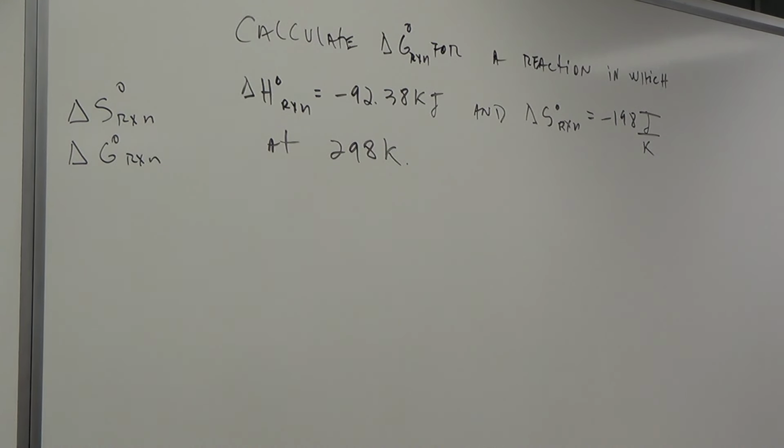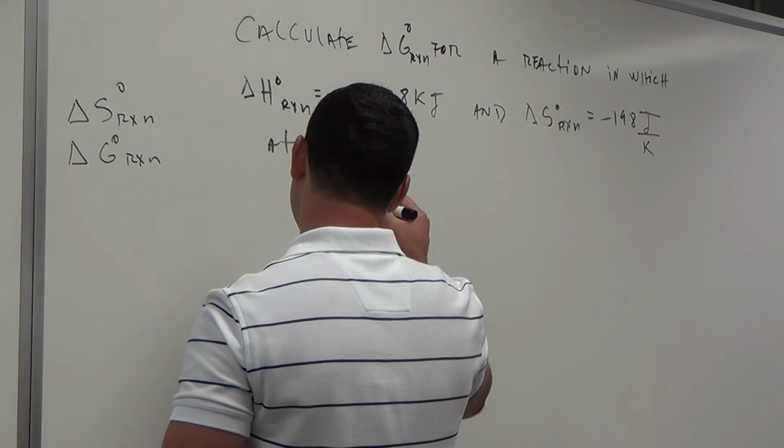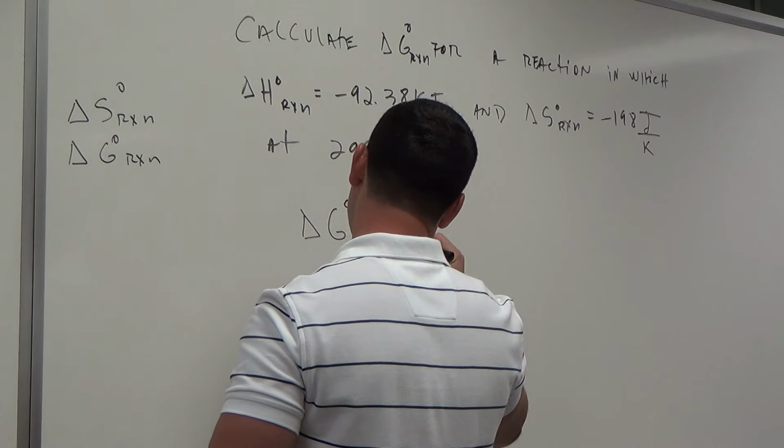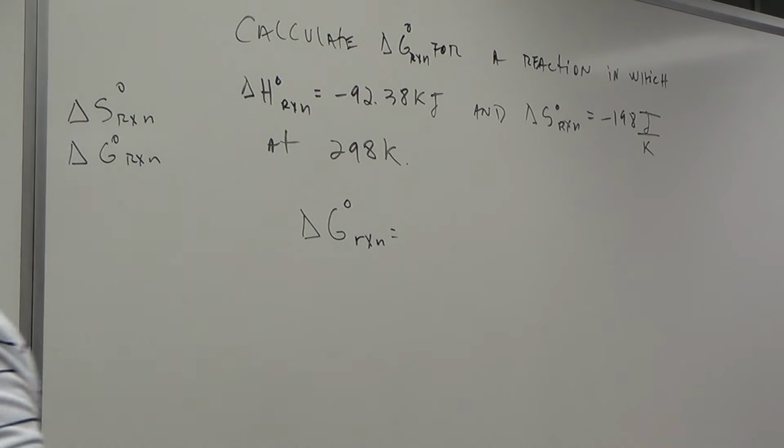Okay, so how do we do this problem? Use delta G equals delta H minus T delta S. Okay, I'm giving you delta H and I'm giving you delta S. So what we are going to do is use this equation. Delta G under standard conditions for a reaction or for anything. Okay, let's put this in general.